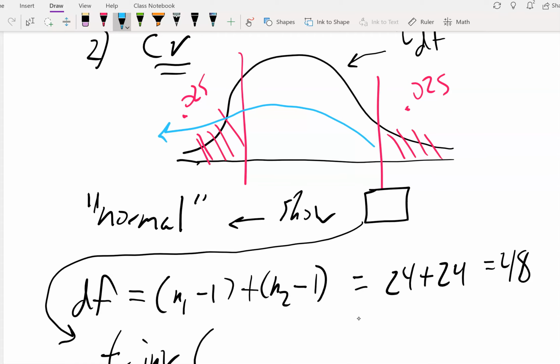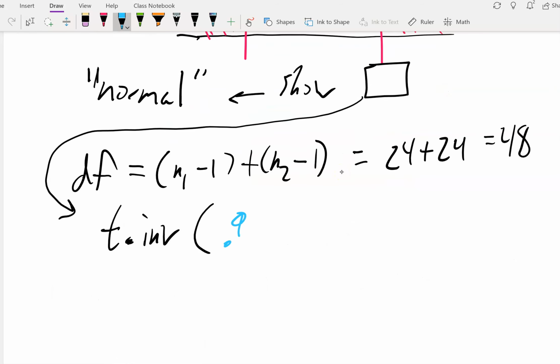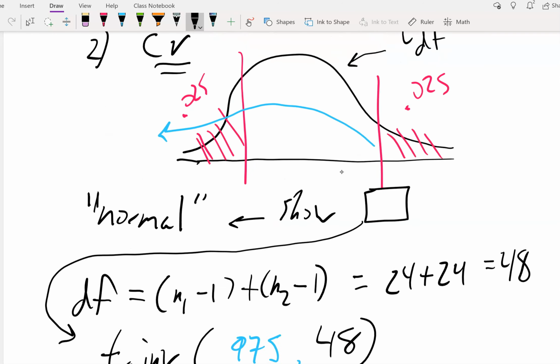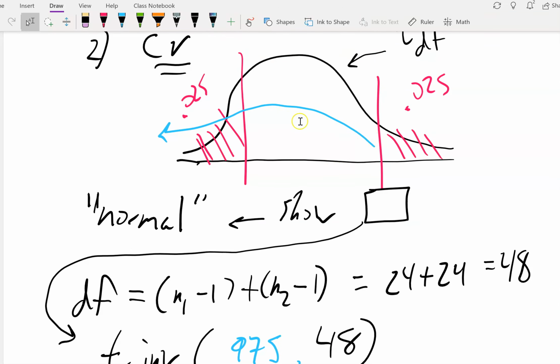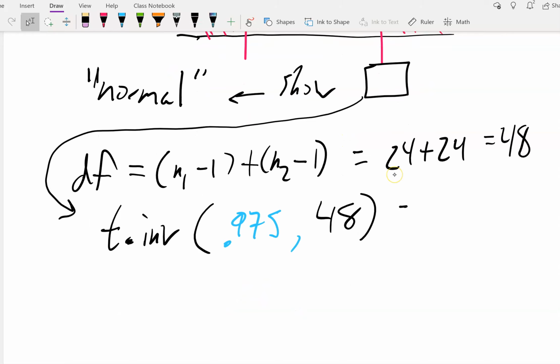And that blue line is a total of, well, if there's 2.5% above it, that means there's 0.975 below it. And the degrees of freedom is 48. And that's what you need. What Excel needs is the area below and the exact t-curve. Those two together, it'll do the calculus needed to figure out that bar, and that is the critical value. All right, that is your critical value right there. So let us find that.